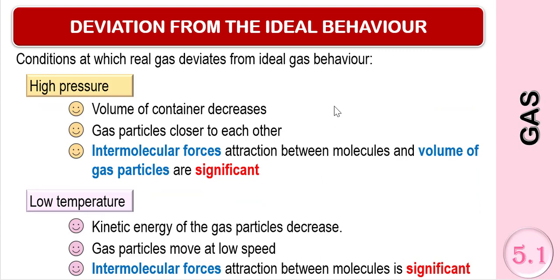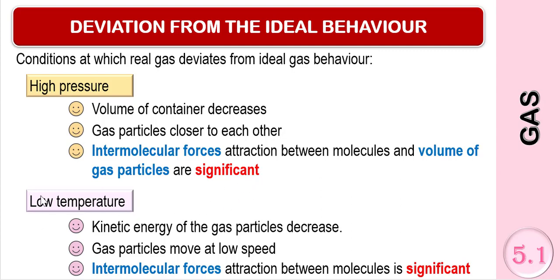So, to sum up, a real gas will deviate from the ideal gas behavior if the pressure is very high and also at very low temperature. This is because at high pressure, the volume of the container will decrease. It will make the particles of the gas closer to each other, so we cannot neglect the intermolecular forces of attraction between the particles, and also the volume of the gas particles will become significant.